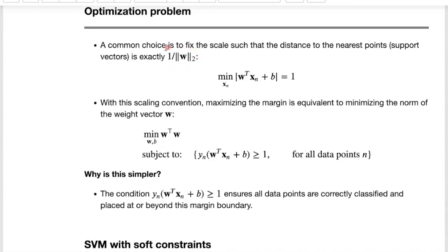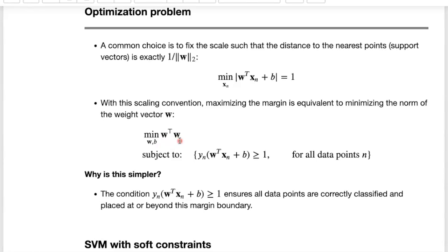So if our margin now is 1 over the norm of w, and we want to maximize it, since the norm of w is in the denominator, we actually have to minimize the norm of w. And that's why we have this minimization problem here, because minimizing the norm of w is equivalent to maximizing 1 over the norm of w. And we have all those constraints.